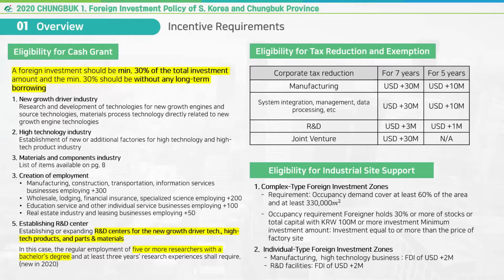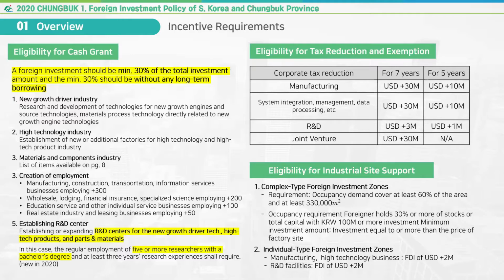After meeting the FDI registration requirements, the requirements for receiving incentive applications are as follows. For cash grant, which is of the utmost interest, foreign investment should account for at least 30% of total investment, and that 30% should not include long-term loan. The requirements for applying for the cash grant program apply to investing in certain industries such as new growth driver technology, high technology, and high-tech product industries, and materials and components industry. Especially, investing in the establishment of research and development centers in high-tech fields has been actively promoted.